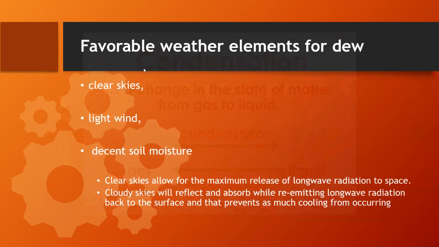Whenever you find clear skies, very light winds, not much wind, and decent soil moisture, this is a favorable condition for the formation of dew. So please understand the technical things. First, you need to understand what is condensation. Then there is something called the dew point, where the air around us has water molecules. It has a certain capacity to hold some amount of moisture. That is what you call the dew point.